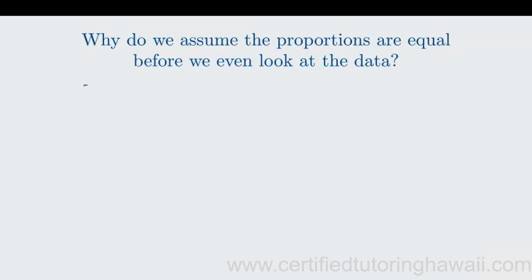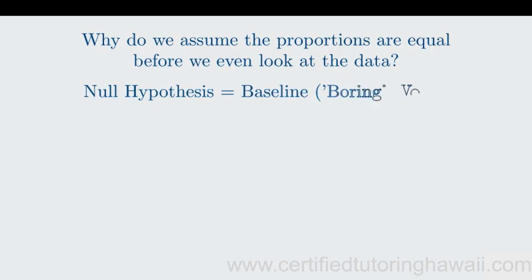Why do we assume the proportions are equal before we even look at the data? We assume equality to establish a baseline or a boring world. Only when the data is weird enough to be unlikely in that boring world do we decide that something interesting, a real difference, is actually happening.